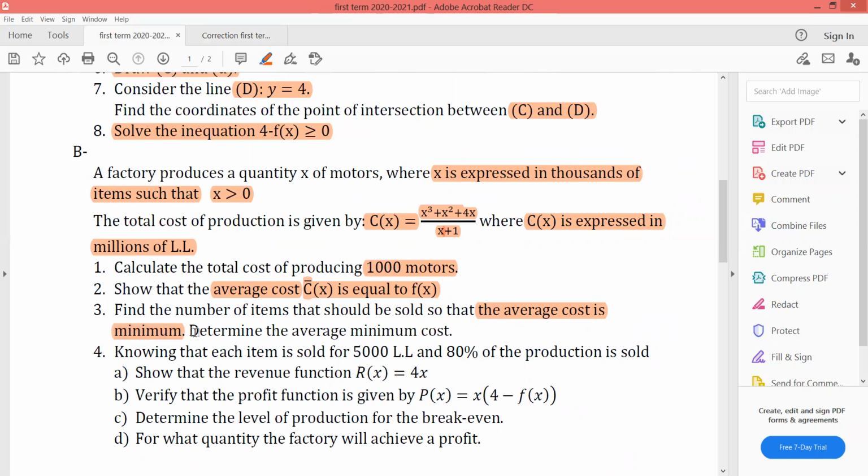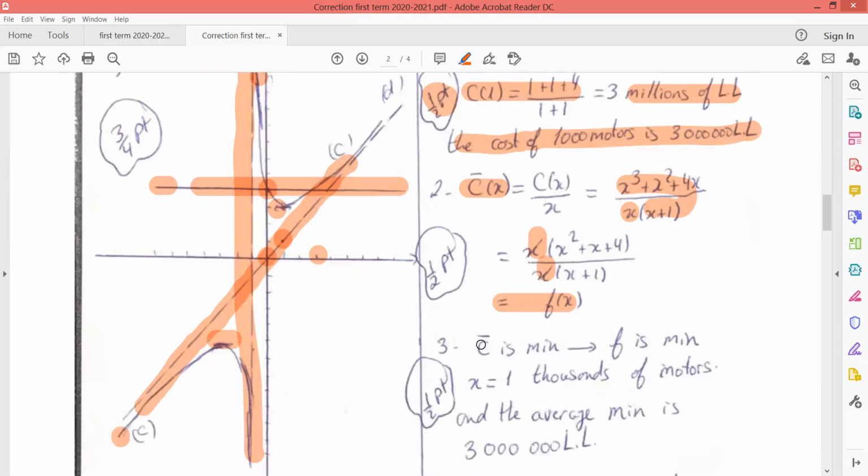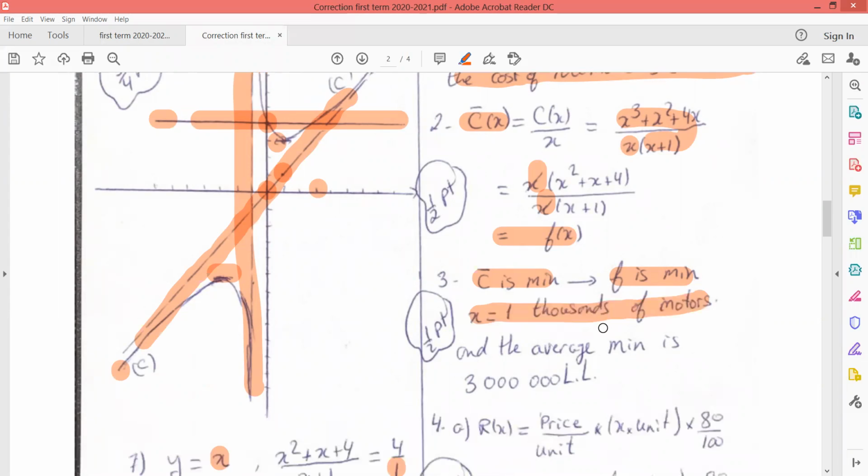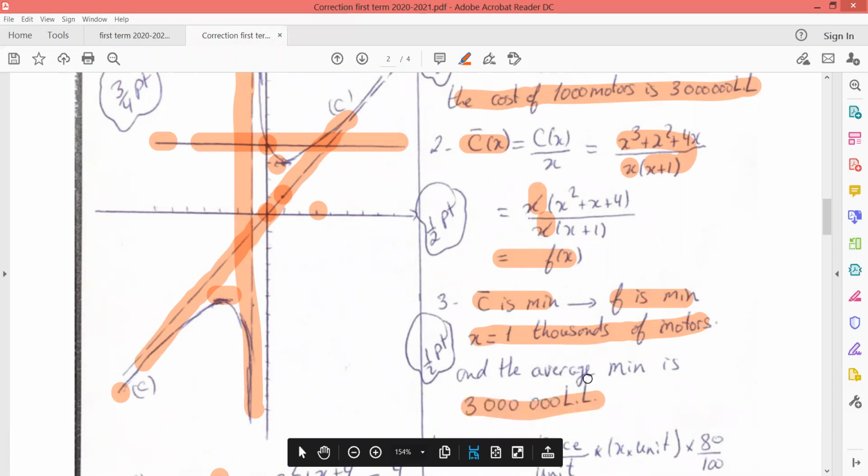And determine the average minimum cost. Since C bar is equal to f(x), to find the minimum of the average cost, we have to find the minimum of f(x). We found from the table that the minimum is at x equal to 1. So C bar is minimum, and since C bar is equal to f, f is minimum. So for x equal 1,000 motors, the minimum average cost is 3 millions, and the average minimum cost is 3 millions of Lebanese lira.